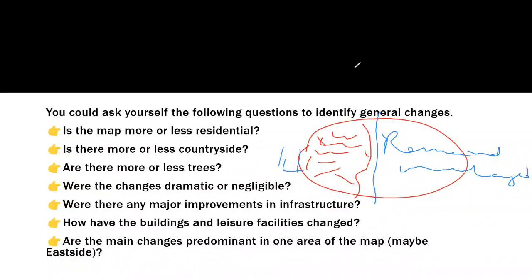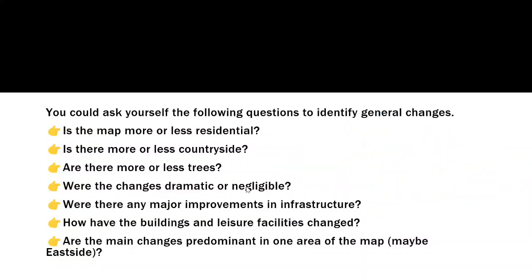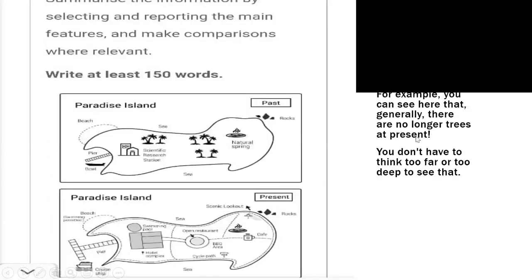All these questions will not be applied to every map question. I was just saying these questions will not be applied to all the map question types, but it's just for you to have an idea of what to look out for. If you can pick 2, 3 of them, then you'll be in a good situation. Okay. So this is just an example of a map. There's one in the past, there's one at present.